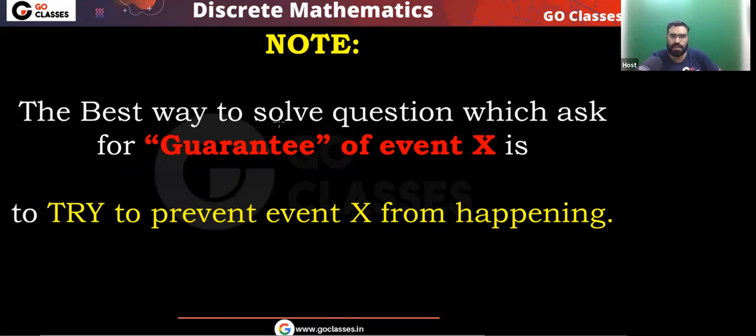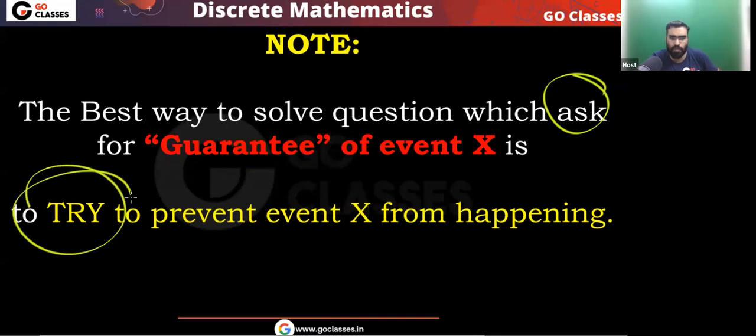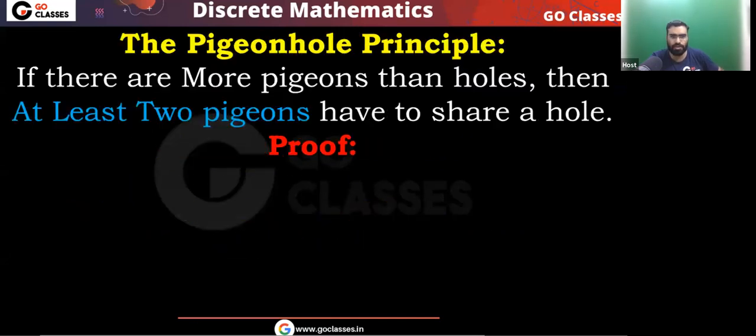If a question is asking for a guarantee of event X, saying that event X will definitely happen, then the best way to solve this type of question is to try to prevent this event from happening. So let's do this. In this question, you have more pigeons and fewer pigeonholes. Let's assume you have m people, and there are n rooms, and m is greater than n.